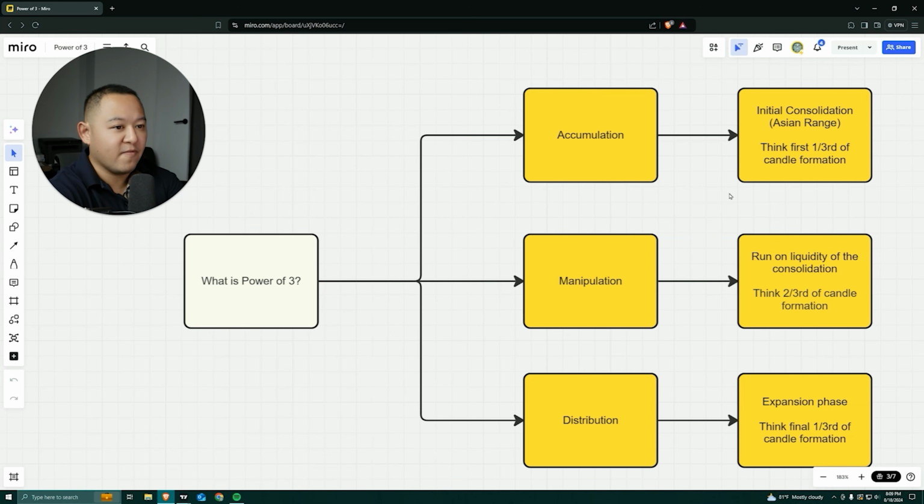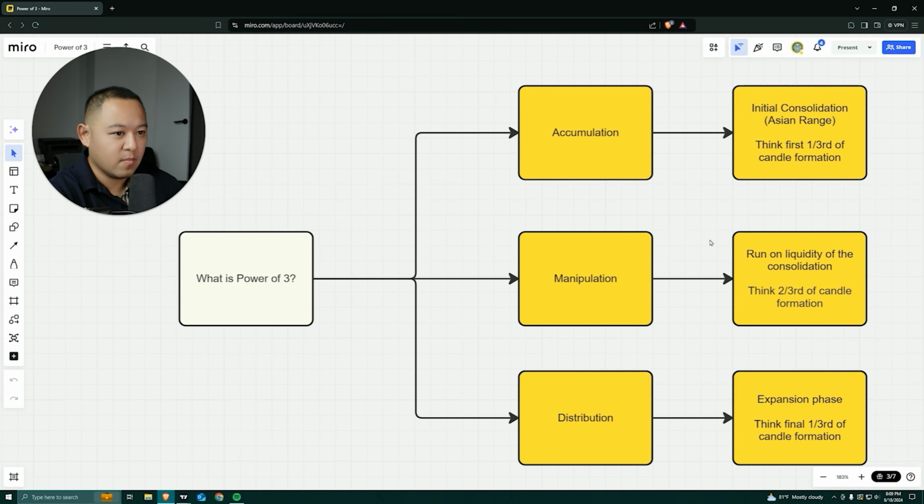If we don't have a buildup of liquidity, then we can't expect a solid manipulation to induce people into the marketplace. Now, manipulation is going to be a run on the liquidity or the consolidation. So run on liquidity of the consolidation. Think second third of the candle, right? So we need to see accumulation in the first portion of the candle, and then manipulation on the second portion of the candle, or the second third.